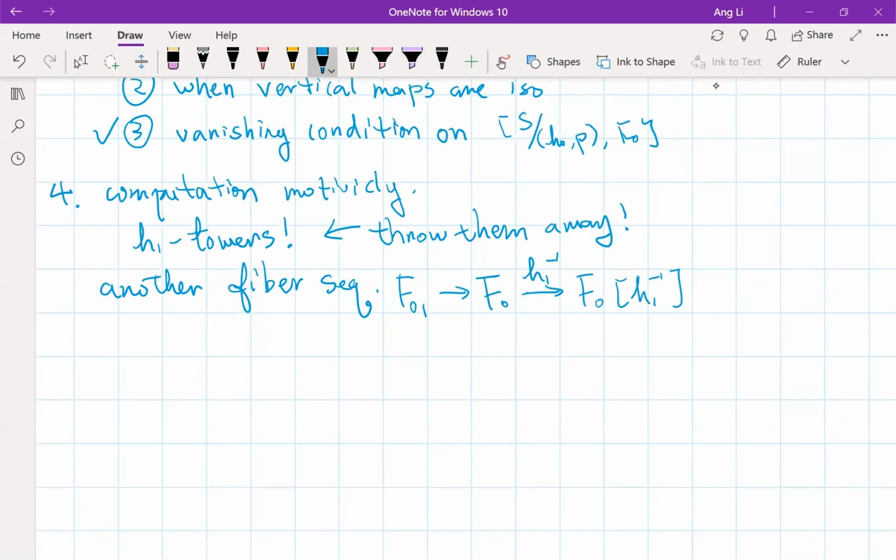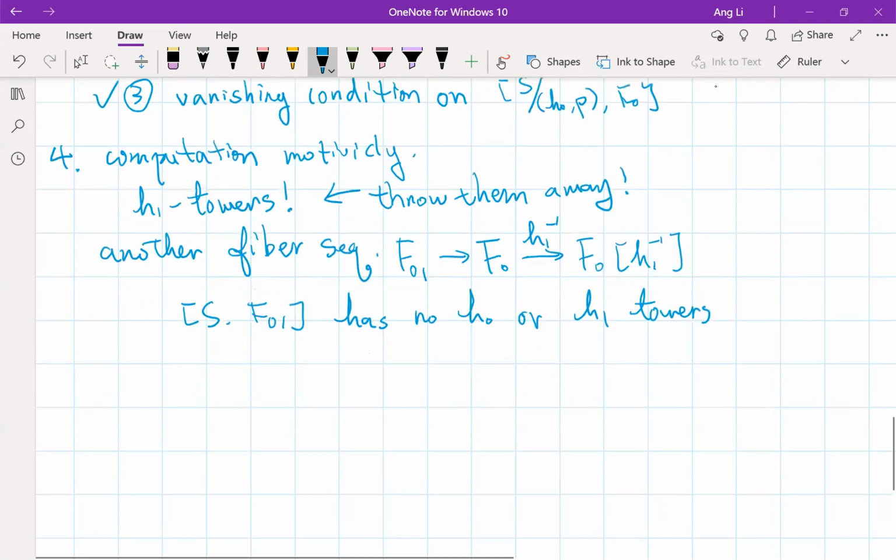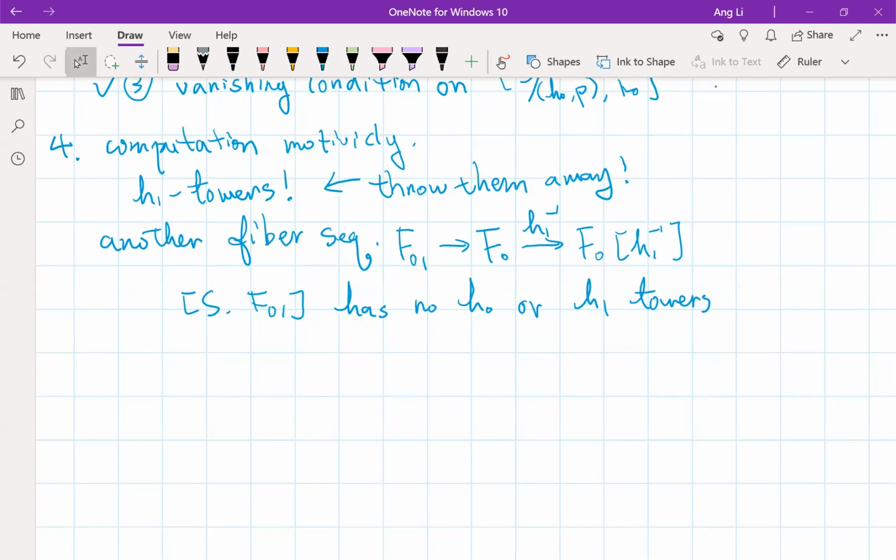So you can imagine that this thing will have no H0 and H1 tower. Maybe I should use or. Sorry, forgive me about my English. Well, it will have sort of negative towers, but not positive ones.